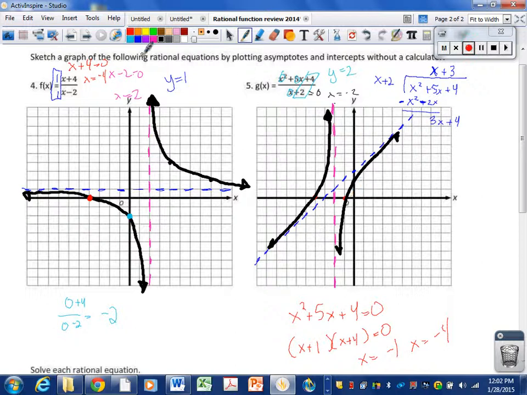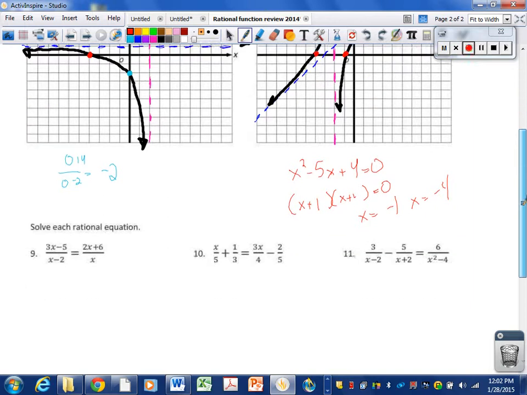Okay, so you can do this just by plotting intercepts and what you know about asymptotes, which should be lots. Oops, that should be red. Okay, so be ready to graph some rationals doing all the things that we did previously, finding all those things.